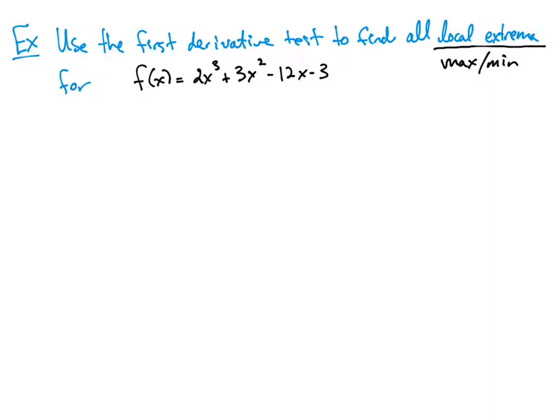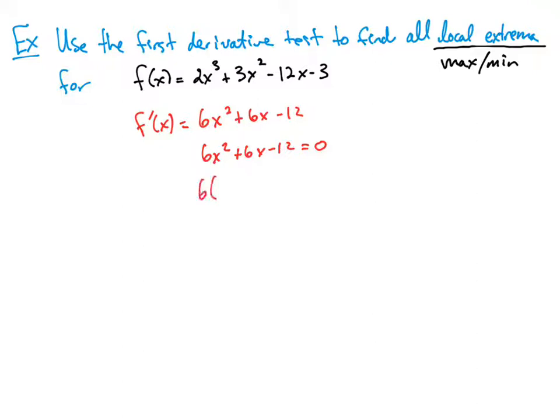So let's actually find the derivative. So f prime of x, just using the power rule here, we'll have 6x squared plus 6x minus 12. So we want to see where this is equal to 0 and where this is undefined. Well, this is just a regular polynomial function, so polynomial functions are defined over all the real numbers, so this will be defined everywhere. And also polynomials never have sharp corners or sharp turns in them, so we don't need to worry about that. We just need to figure out when this is equal to 0.